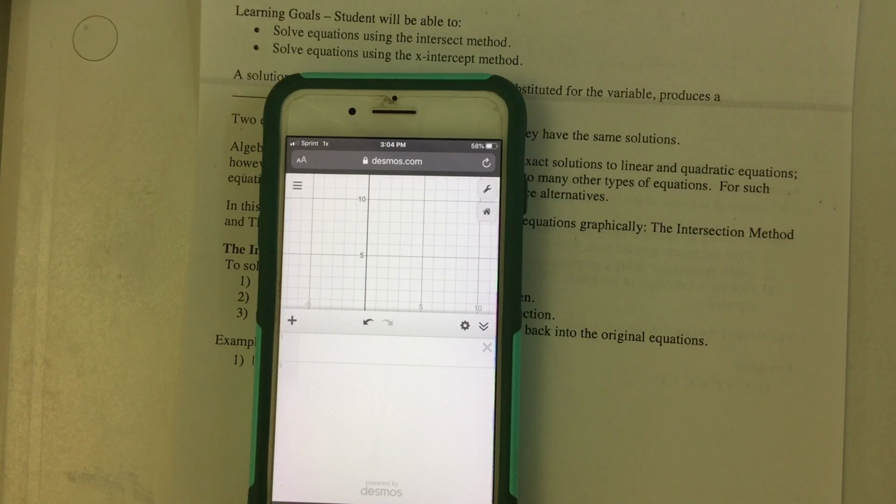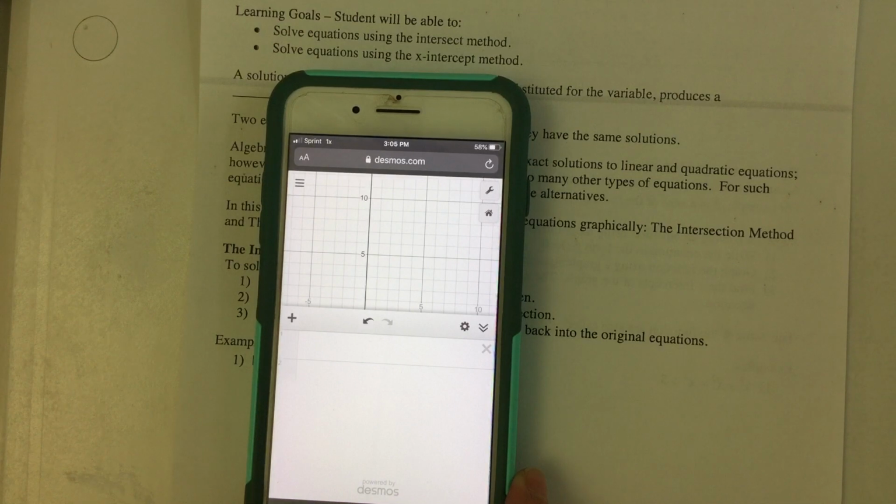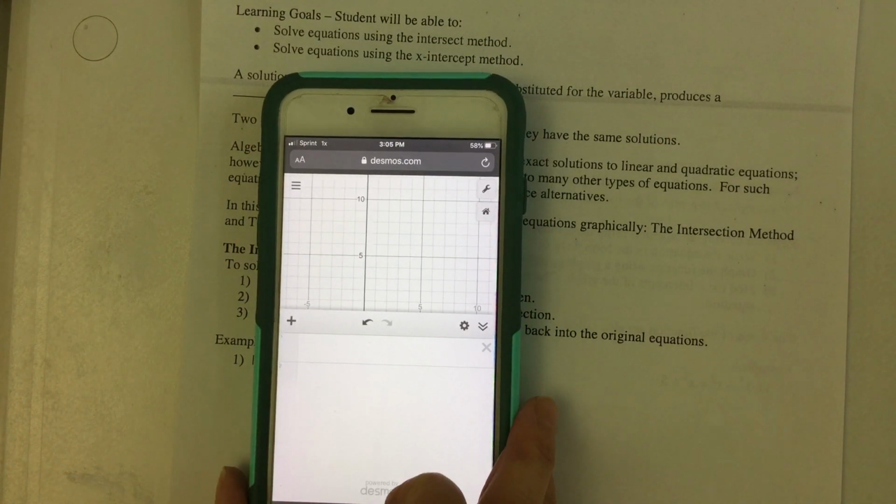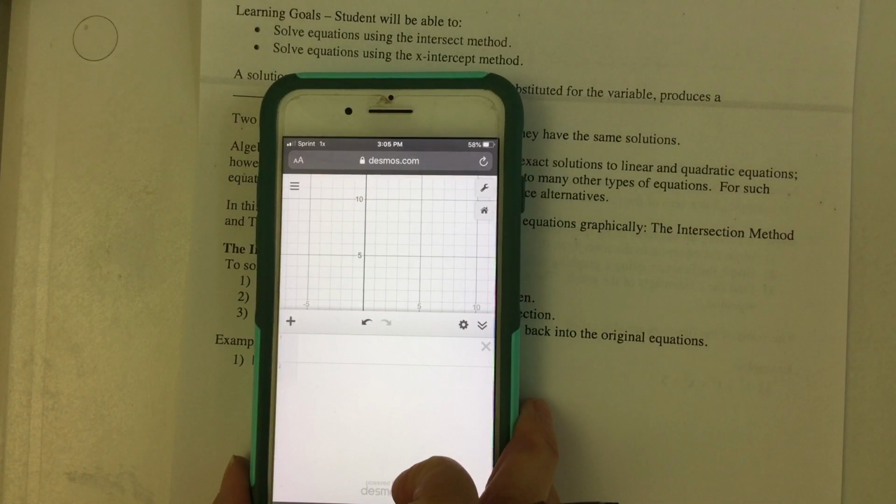When you first go into Desmos.com, there will be an option to log in or sign up. You do not have to log in or sign up. Just go ahead and click the option that says Get Started or Graphing Calculator, and you will have this screen. It is a free app. You do not have to download anything. Just go to Desmos.com, and you'll be all set.